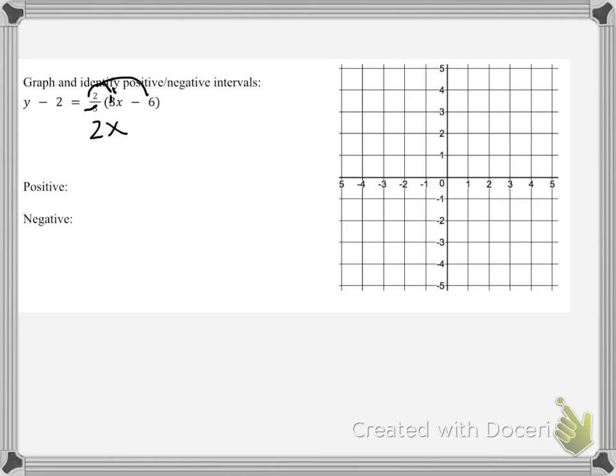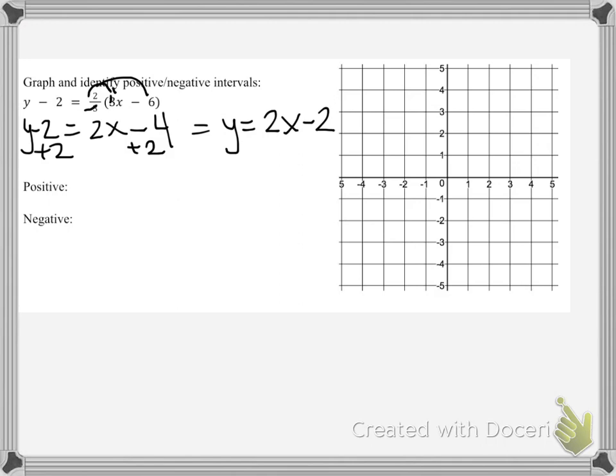So 2 times 6 gets me 12. Divided by 3 gets me 4. So -4. So I got y minus 2 equals 2x minus 4. And I'm going to add my 2 over here. So plus 2. So my equation now is y equals 2x minus 2. Let's go ahead and graph that on our coordinate plane.